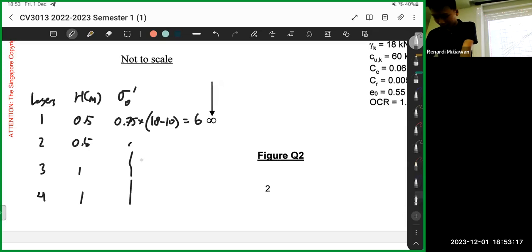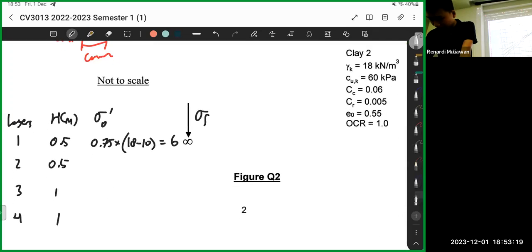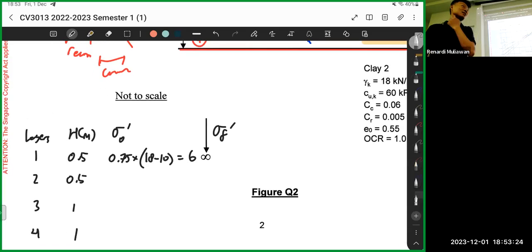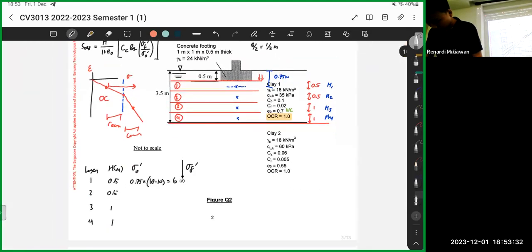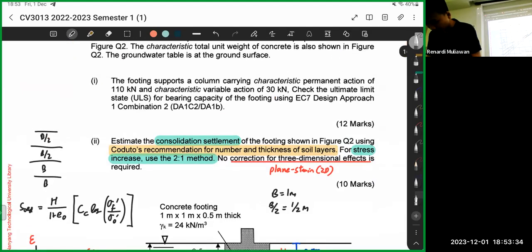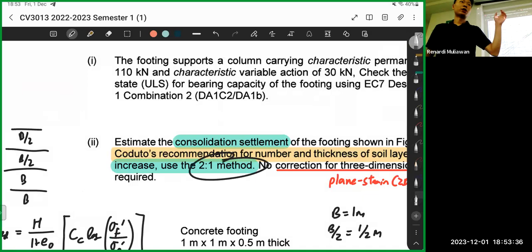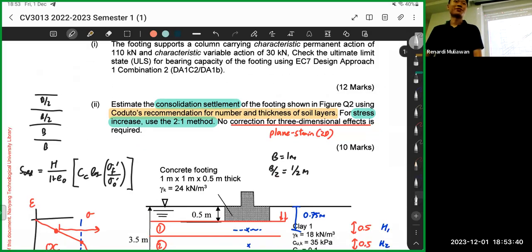Okay, then you have the final effective stress, right? So this one, it basically asks, okay, imagine you now put the loading, right? How much does the stress add? So this one, they ask us to use the 2 by 1 method. Okay, so you all still remember?